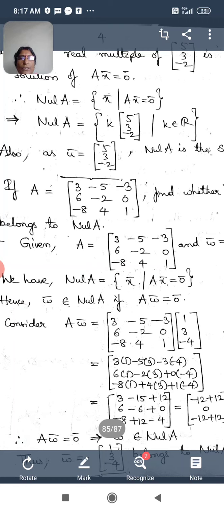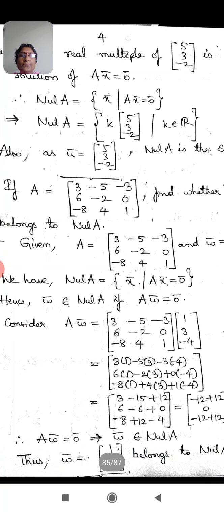Now moving on to the second row, it is 6 into 1 minus 2 into 3 plus 0 into minus 4. Again we have done the same thing, multiplying the second row with the column. Now the last row can also be multiplied to the same column and can be written as minus 8 into 1 plus 4 into 3 plus 1 into minus 4.